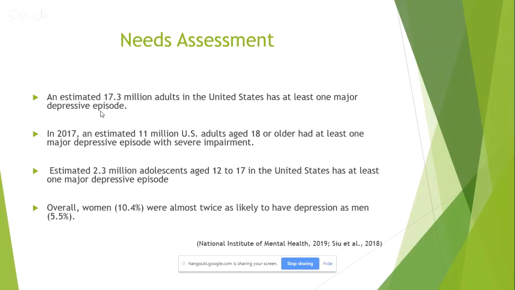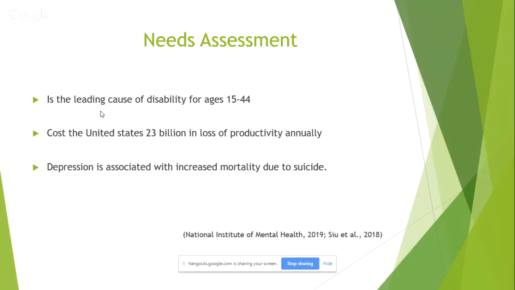Between the ages of 12 and 17 in the United States, we have 2.3 million people with at least one depressive episode. Also, the leading cause of disability for people between ages 15 and 44 is depression. Depression has cost the United States about 23 billion US dollars in loss of productivity annually.